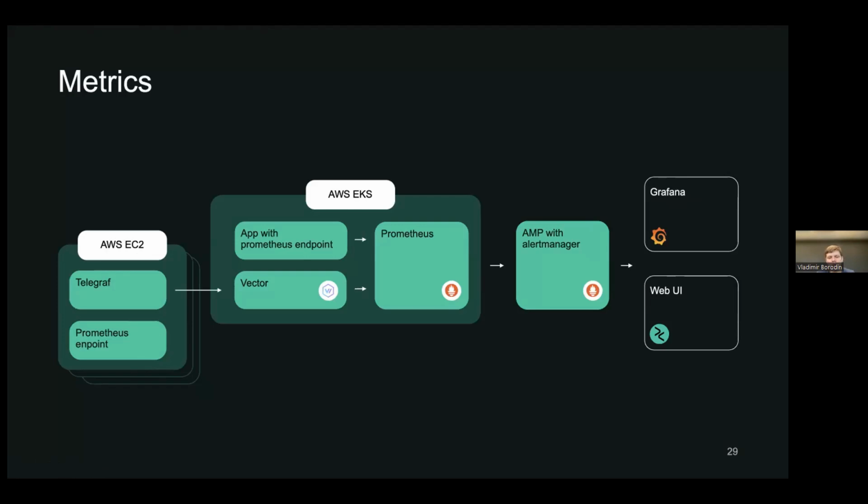Because usually people already have a Prometheus and they want not only to see the metrics in our web interface, but also in their own monitoring solution. So Telegraf sends data to Vector in control plane.